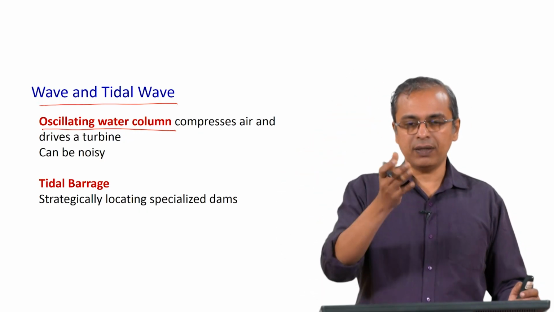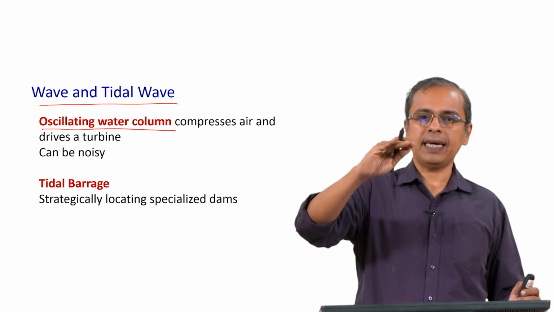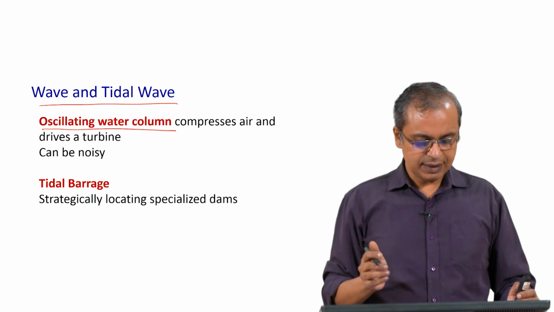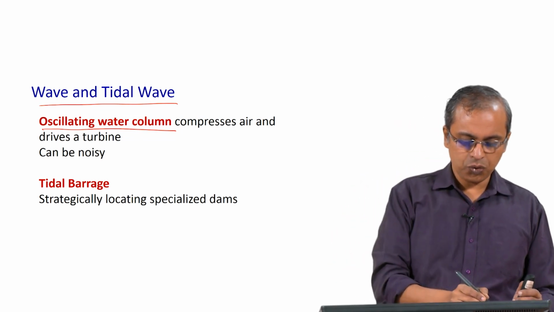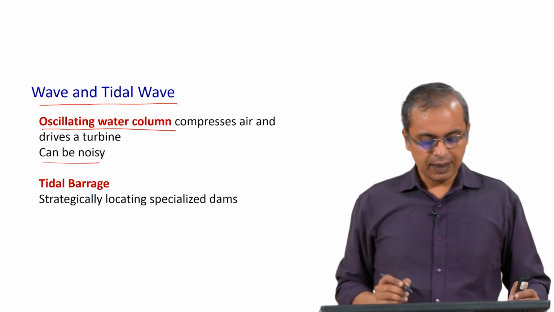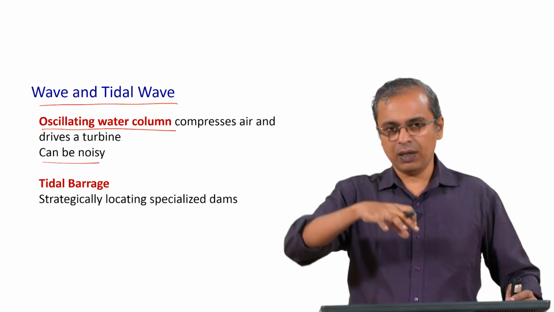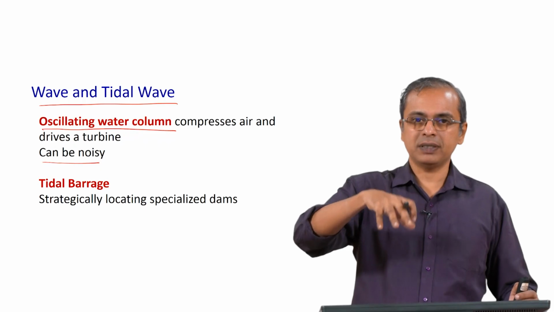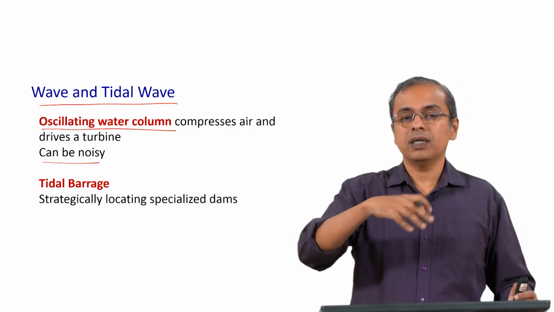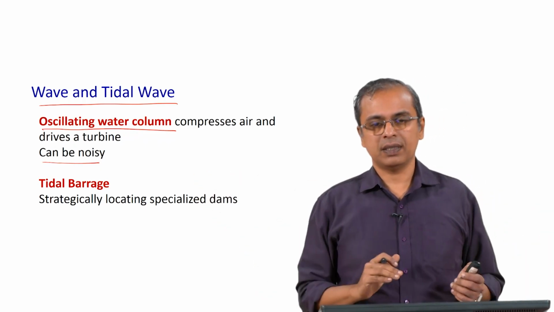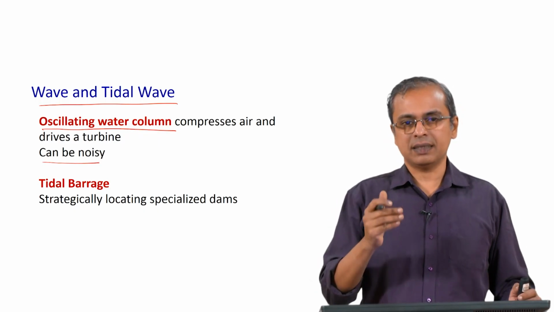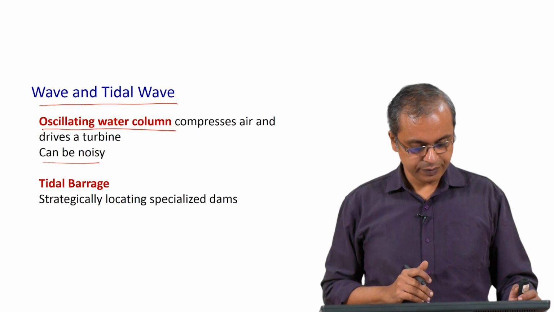So, you convert the moving water to moving air, and that runs a turbine, and then you generate electricity. Maybe the only issue with this oscillating water column is that it can be noisy, and it can affect the marine environment and marine animals and birds in a very local area. So, if you are doing large scale installation of these wave based power generation units, then that is something you have to be a little bit concerned about.